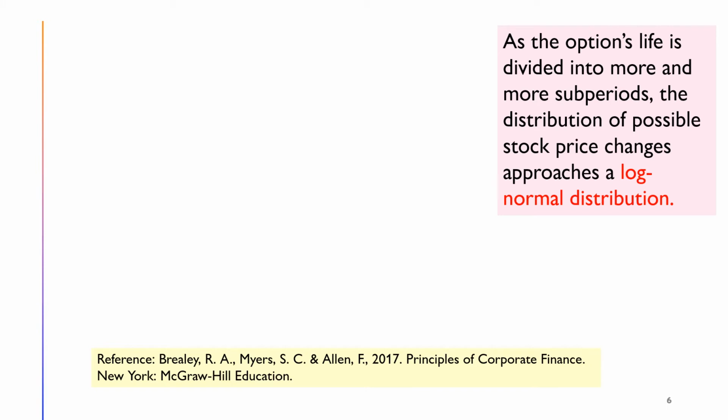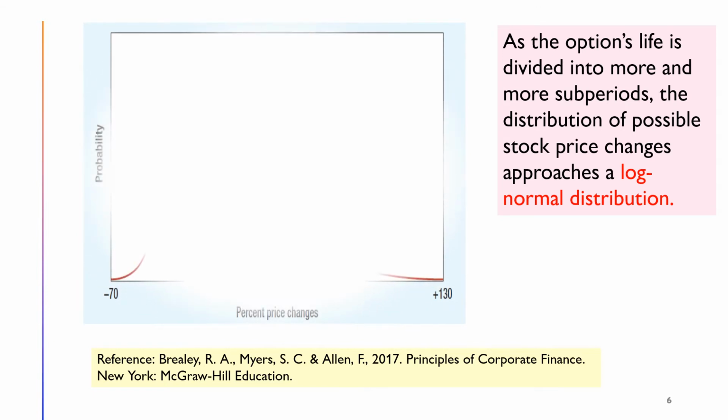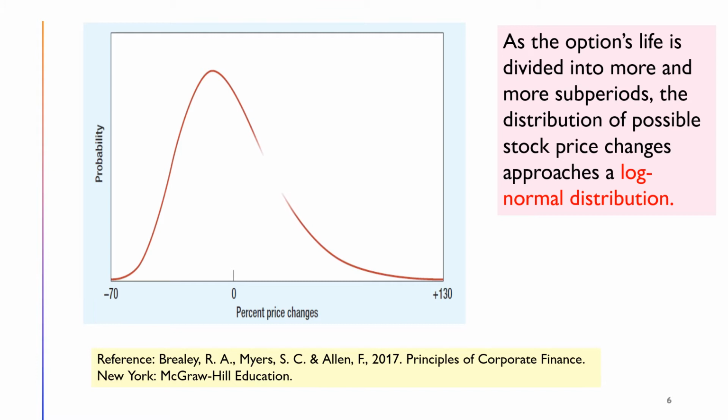What is a log-normal distribution? If we divide the option's life into many subperiods, we would eventually reach the situation as shown in the figure. This figure is an example of a log-normal distribution, where there is a continuum of possible stock price changes at maturity. The log-normal distribution is often used to summarize the probability of different stock price changes.